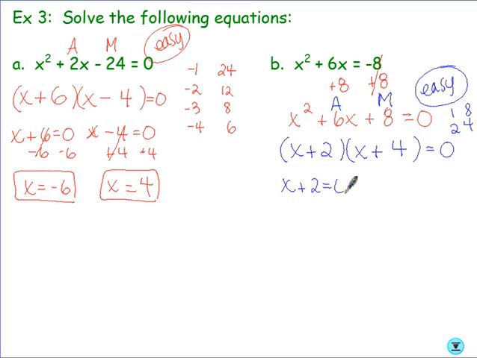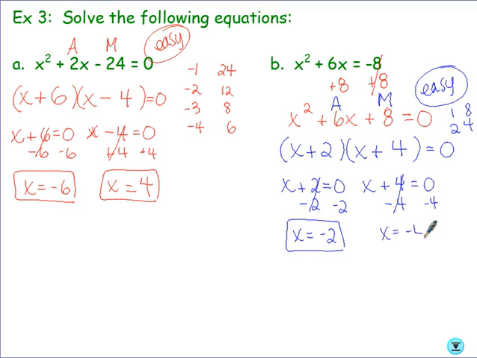First parenthesis equals 0. Second parenthesis equals 0. This one we have to subtract. We get x equals -2. This one we also have to subtract. We get x equals -4. Hopefully, those went pretty smoothly for you. So we've done several now with easy factoring. We've practiced the zero product property. We're ready to step it up a little bit.